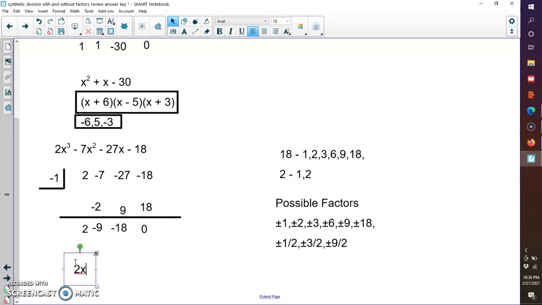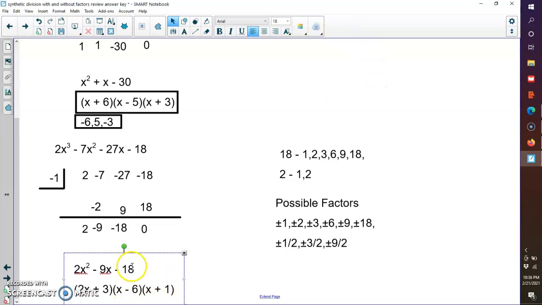So now I get 2x squared. I'm going to factor what's left. And by factoring, I get my other factors. So 2x squared minus 9x minus 18. When I factor that, I get 2x plus 3 and x minus 6. And my other factor is going to be x plus 1.